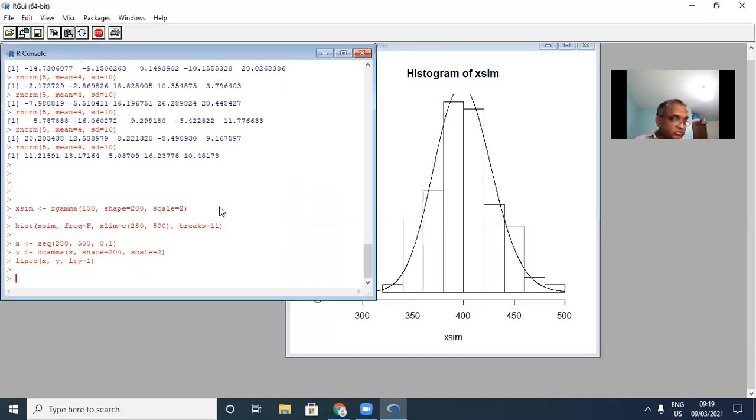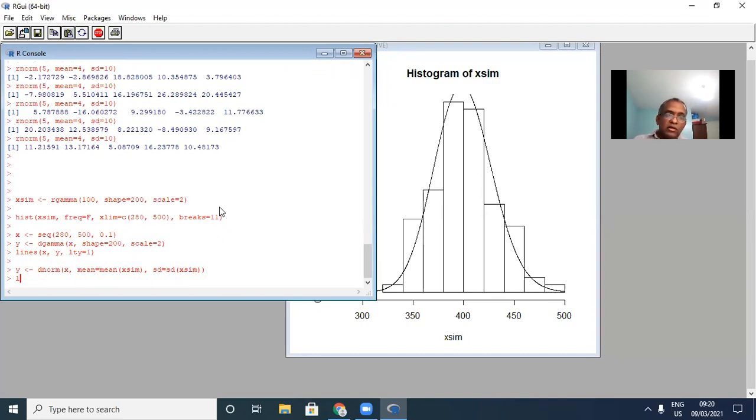All right, now what I'm going to do is plot the density of another distribution, namely the density of the normal distribution, with the mean given by the mean of the simulated data and SD given by the standard deviation of the simulated data, right?